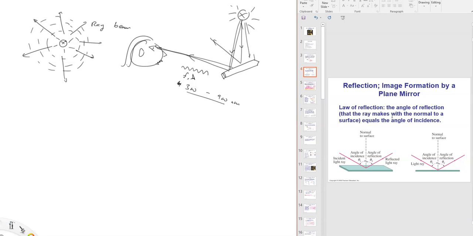Image formation by a plane mirror. This is the simplest case. Now if you go back to this example, here we have an object. It reflects light. So the incoming light, denoted by these arrows, hits this surface. It's a reflective surface, and then here comes the reflected light. So this is called the incident light.